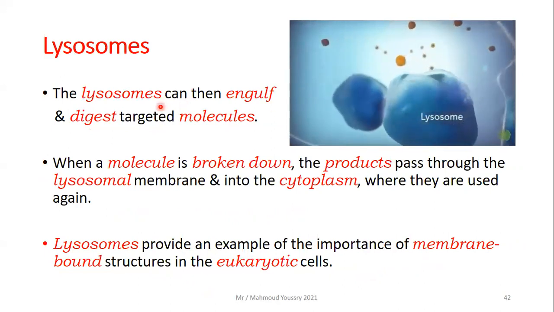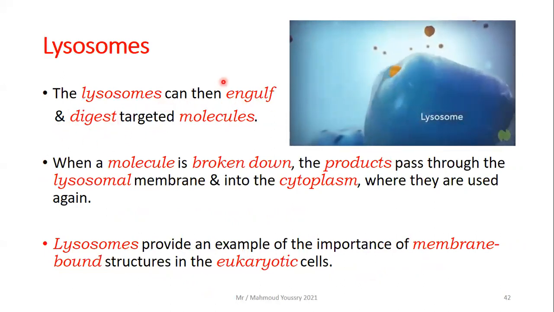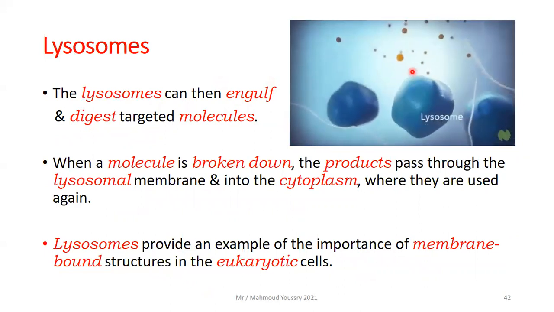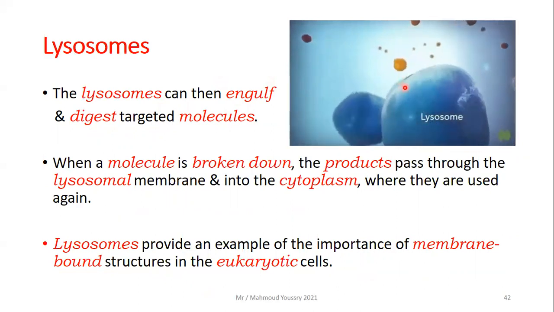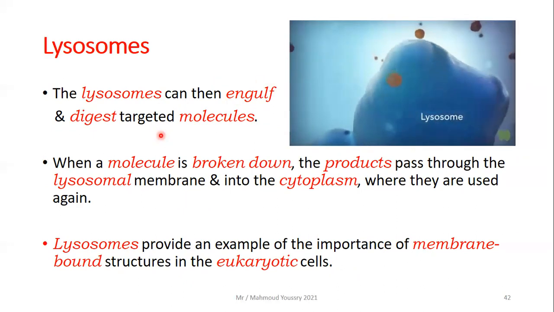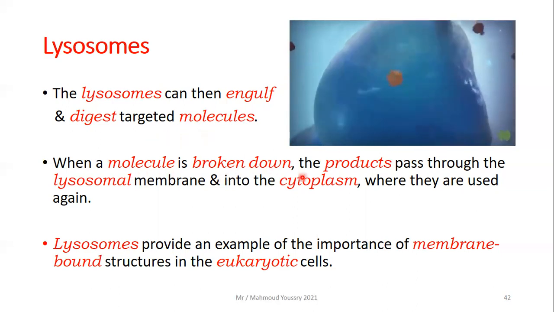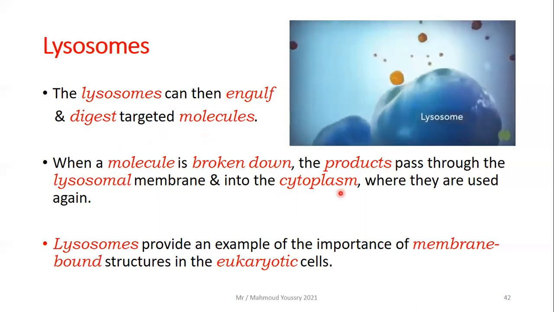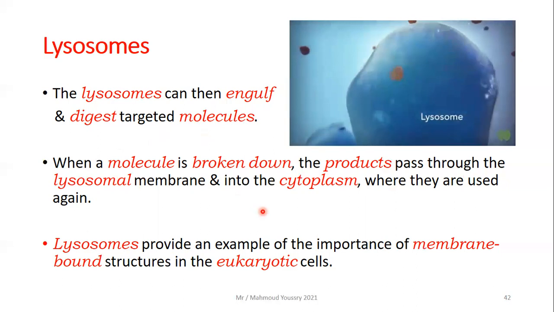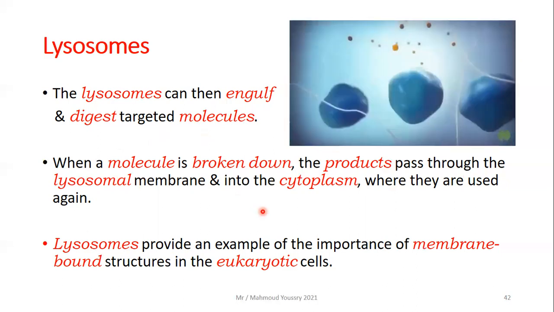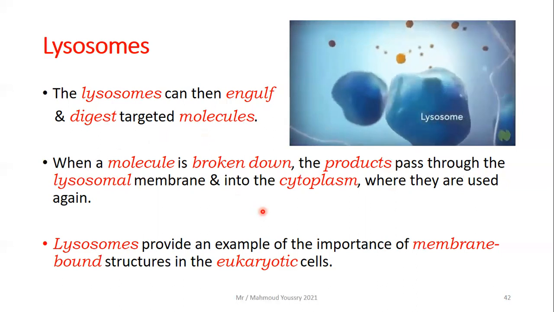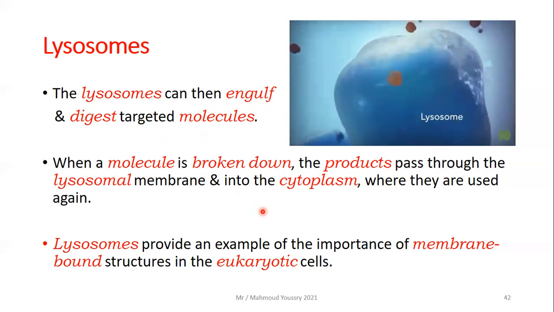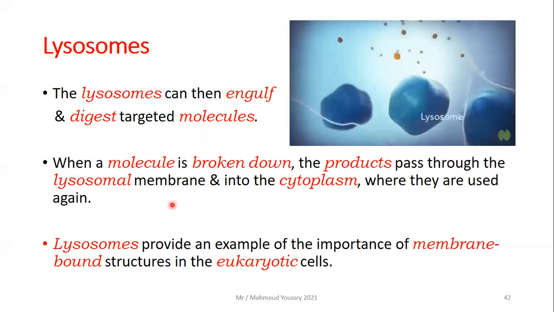Then lysosomes can engulf and digest. Engulf means swallow or take inside, like this one right here. Look, it takes in particles and digests the targeted molecules. When a molecule is broken down, the products pass through the lysosomal membrane and into the cytoplasm where they are used again. So this is like recycling. They take in the parts and break them down, and the products pass to the outside of the lysosome to the cytoplasm where the cell can use them again.